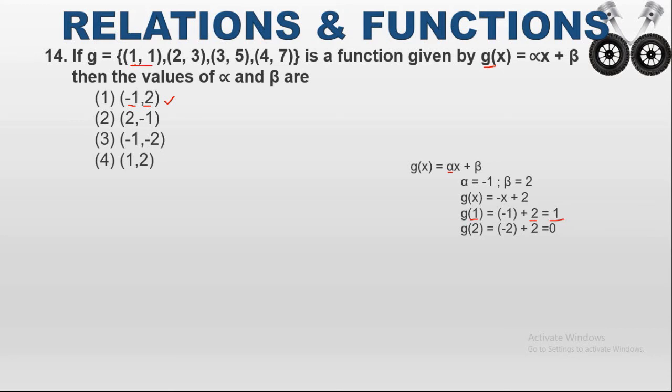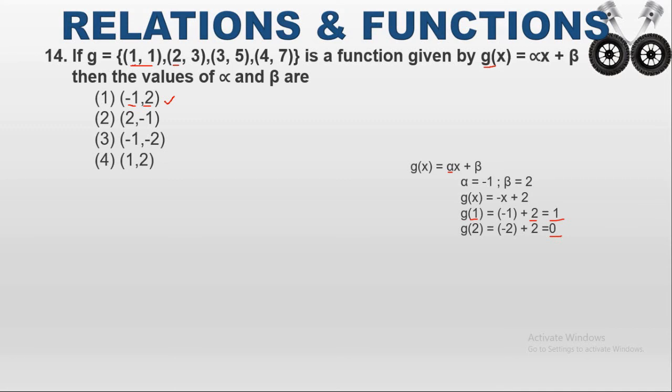Now I am going to take the second ordered pair. In the second ordered pair, what is the input here? 2 is the input. So G of 2 equal to, wherever there is x, I have to substitute 2. So -2 plus 2, which is equal to 0.